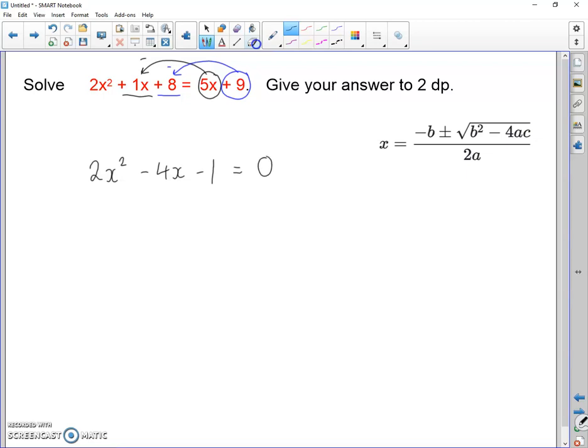So I hope you're following. All I'm doing at the beginning here is a little extra bit of algebra, moving it around just to get 0 on the right hand side.